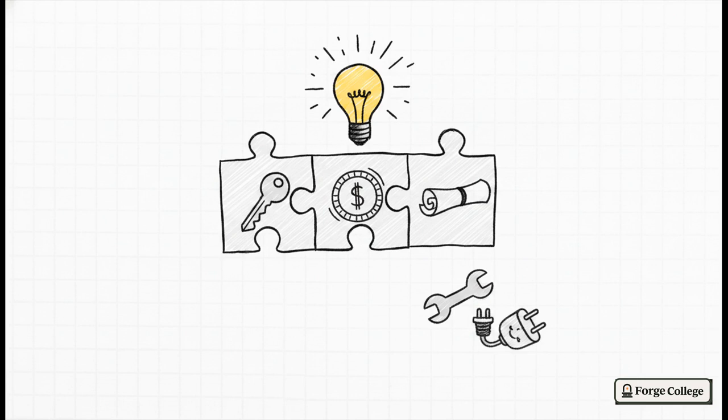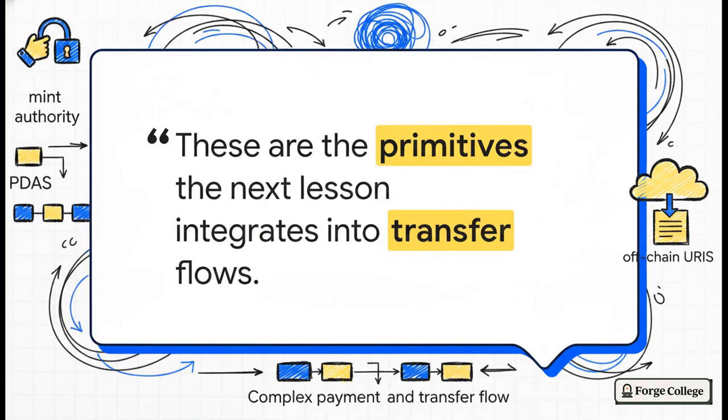And this brings us to an incredibly important quote from our source material. By perfectly engineering this on-chain representation today, you are completely prepared for what comes next. These exact primitives, the minting authorities, the PDAs, the off-chain URIs, these are exactly what you'll be integrating into complex payment and transfer flows in the upcoming lessons in this track. It all builds on what we just did.